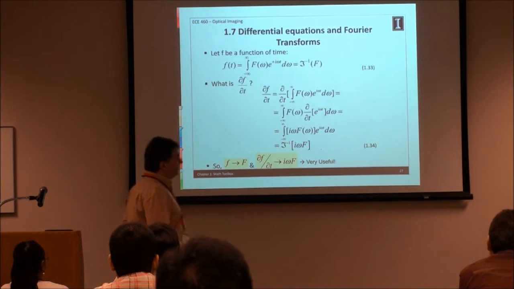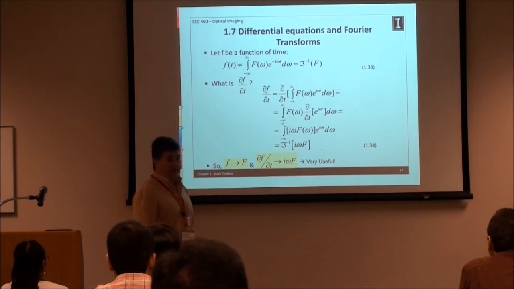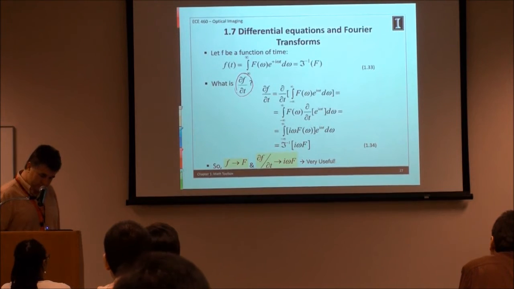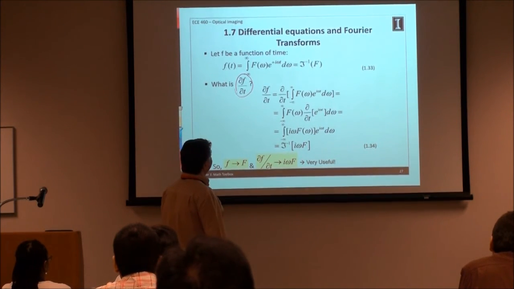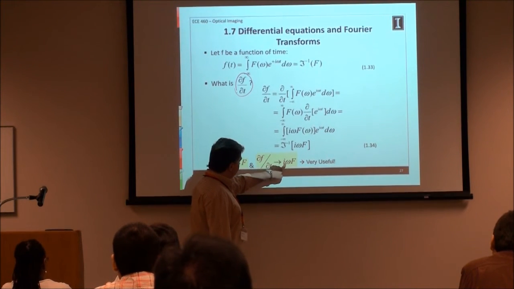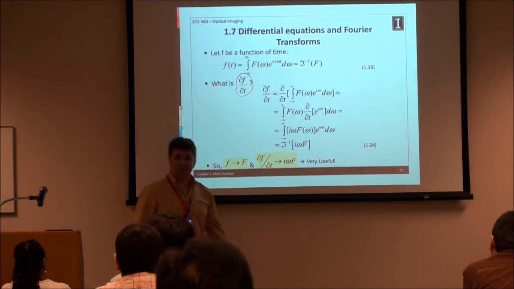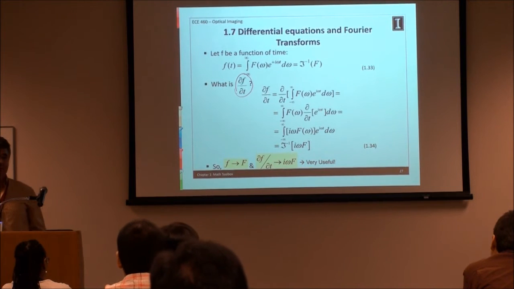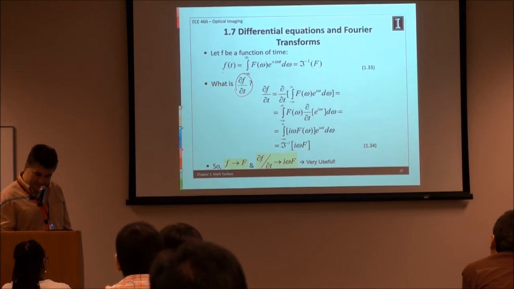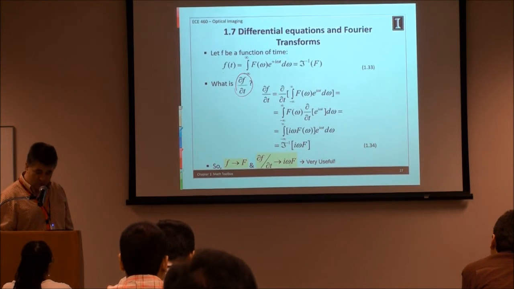One last property and then we're ready to do some optics. What happens if I take the Fourier transform of a derivative of a function? Well, you can show that the Fourier transform of a derivative is i omega times the Fourier transform of the function. Okay, let me say that one more time. If the Fourier transform of f is capital F, the Fourier transform of df/dt is i times omega times F.